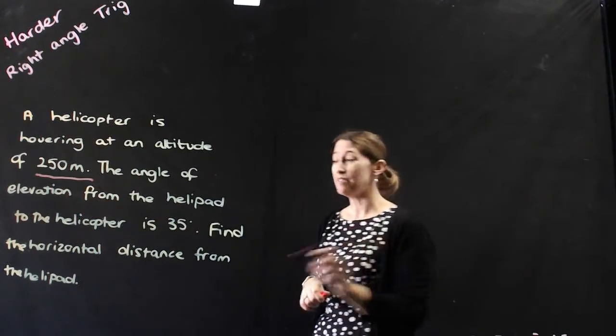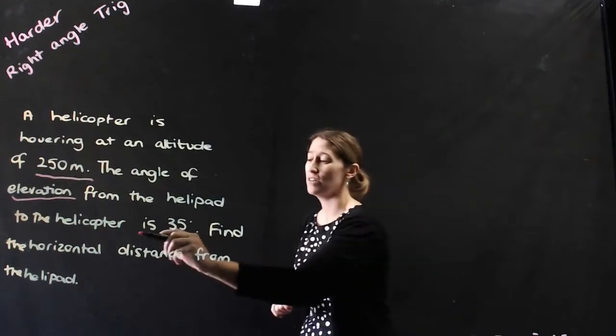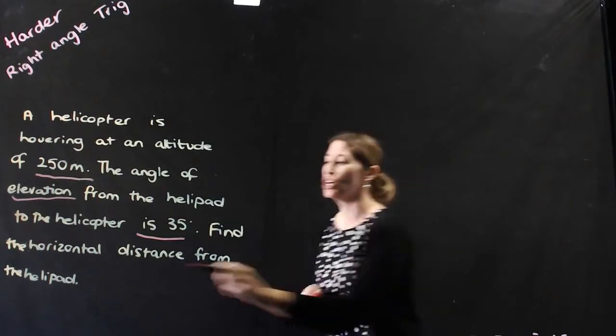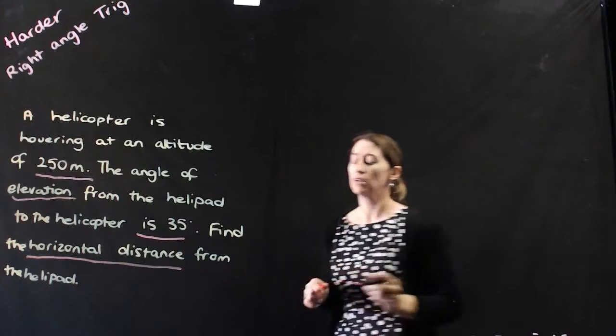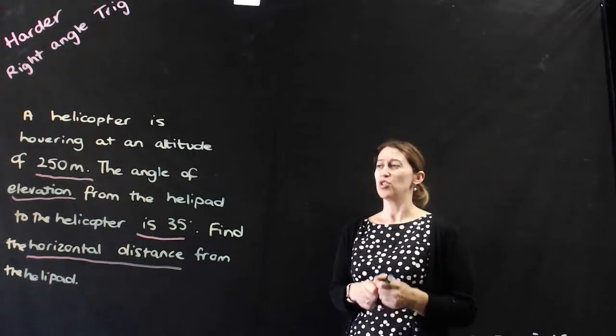A helicopter is hovering at an altitude of 250 meters. The angle of elevation from the helipad to the helicopter is 35 degrees. Find the horizontal distance. Second step of problem solving is to draw a diagram of the situation.